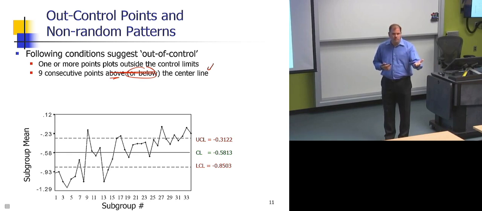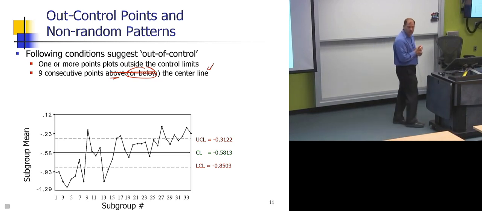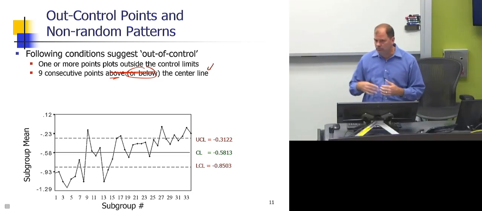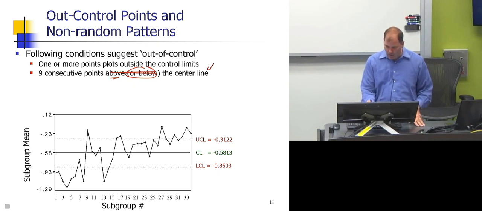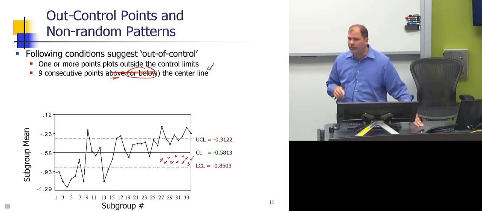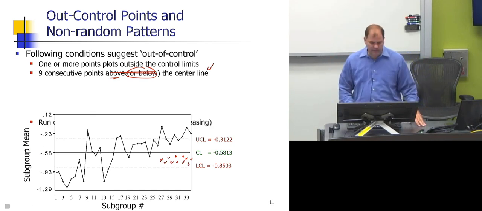Now, people who write books say 9. Other people who write books say 8 above or below. This is just whatever the person writing the book picks as their threshold. Minitab uses 9, so we'll let the Minitab default for us. Are we okay? That one should make sense to you, above or below, even if they are all within the limits.